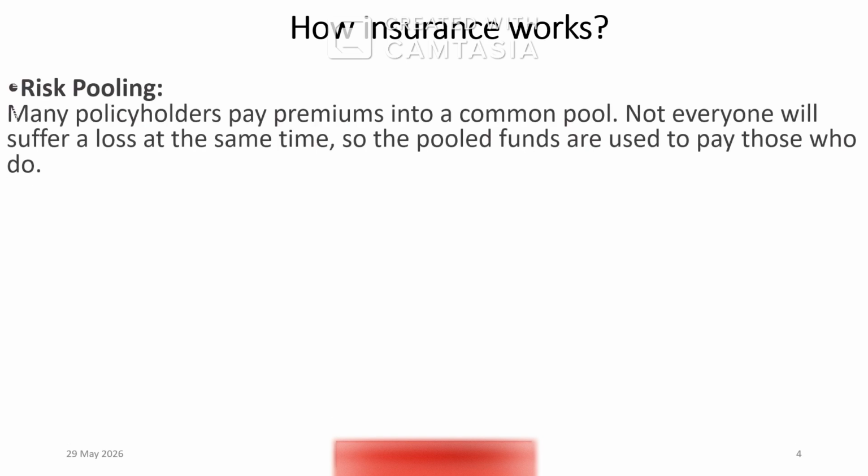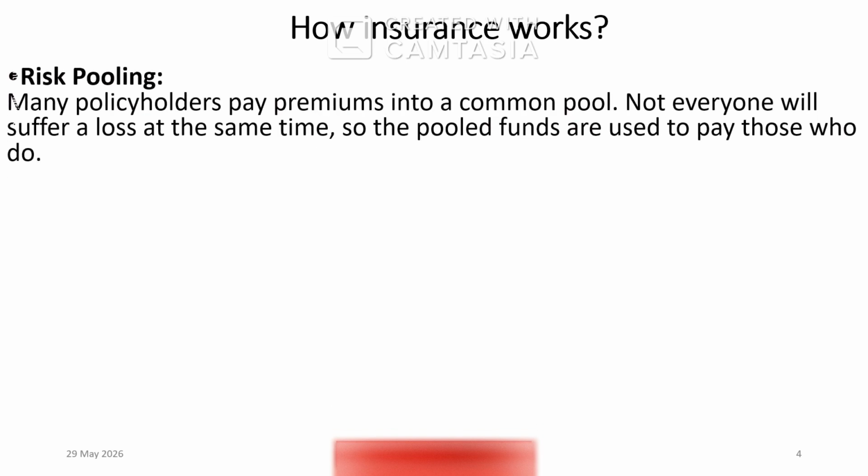How does insurance work? Insurance works basically by risk pooling, right? So how is it done? Many policyholders pay premiums into a common pool. Not everyone will suffer a loss at the same time. So the pooled funds are used to pay those who do, right? So in that way, by risk pooling, insurance works.